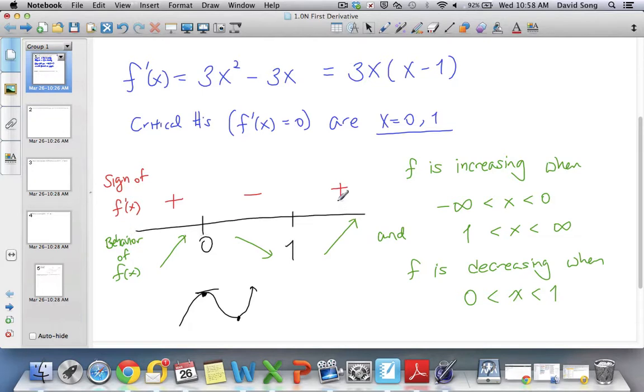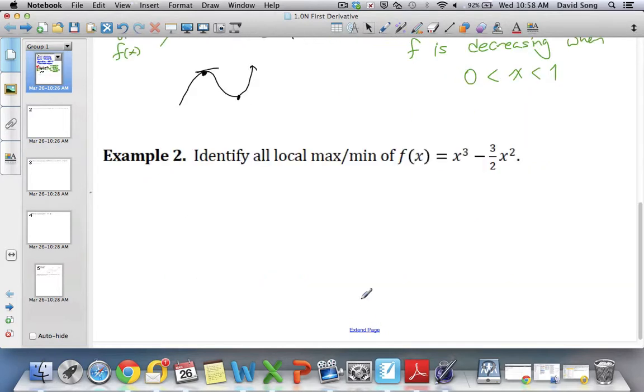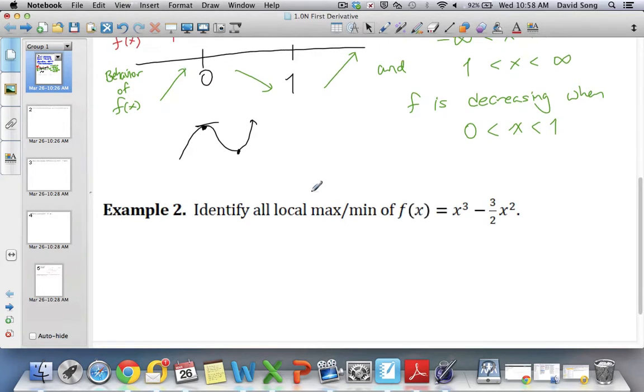Uh-oh, why is that moving? So here it says identify all local max and min for this function. Well, I know that to the left of x equals 0, f is increasing, and to the right of x equals 0, the function is decreasing. So I have a local max at x equals 0. But to find the actual maximum value, you have to plug in the function here. So this is your maximum value, which is 0.